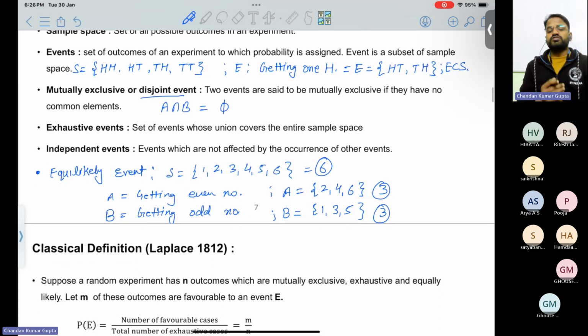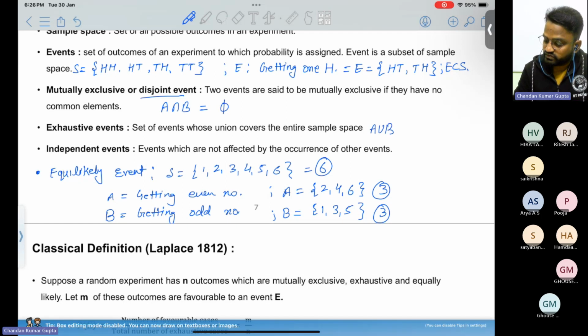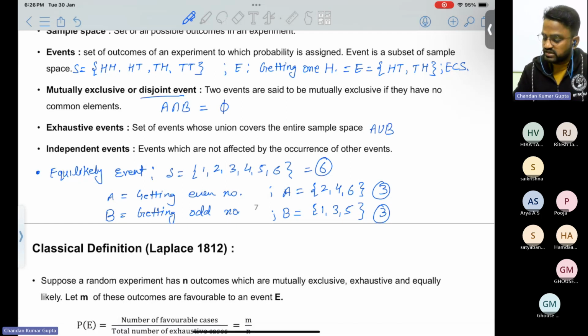So, exhaustive events. Exhaustive events are a set of events that cover the entire sample space. Here again we consider the same example of rolling a die. A is getting even and B is getting odd. When we take the union of these two events, we get nothing but the sample space. Then it is called exhaustive events. So events A and B are mutually exclusive, also exhaustive, and also equally likely events.